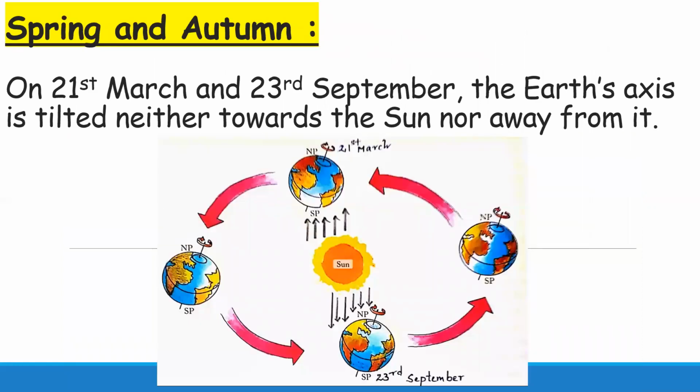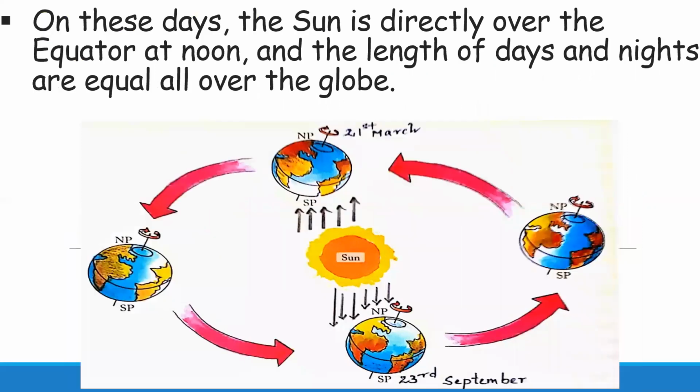Spring and autumn. On 21st March and 23rd September, the Earth's axis is tilted neither towards the sun nor away from it. On these days, the sun is directly over the equator at noon, and the length of days and nights are equal all over the globe.